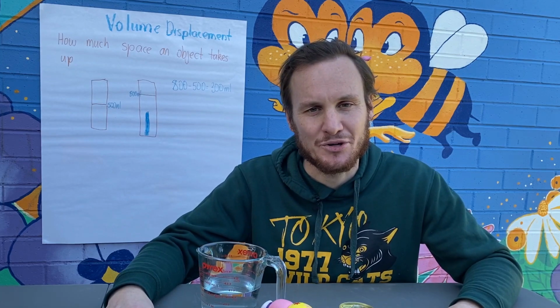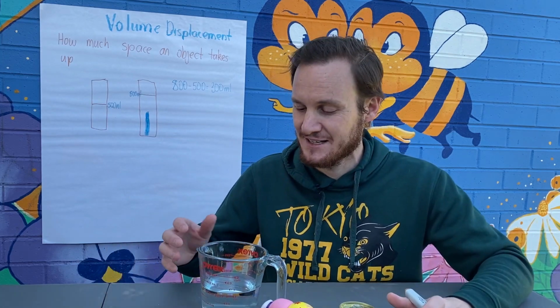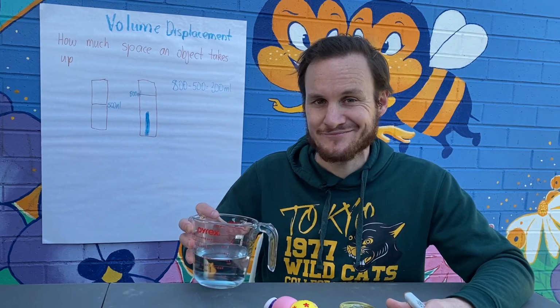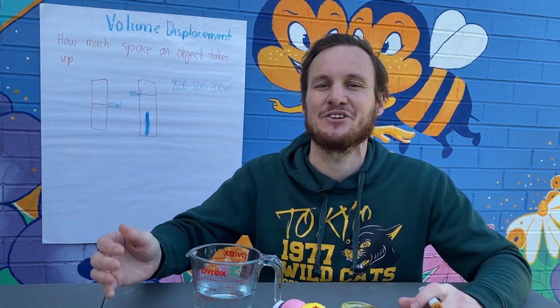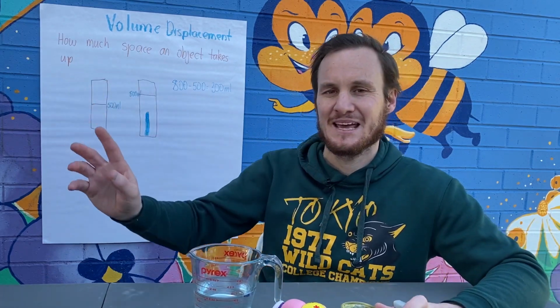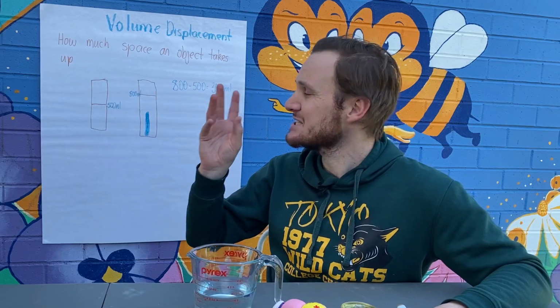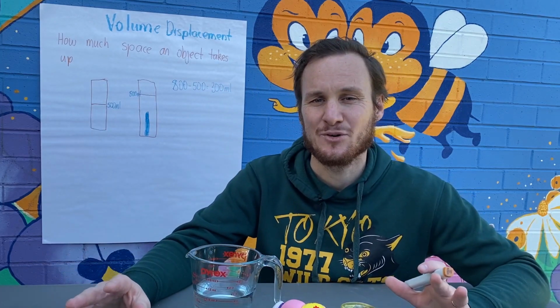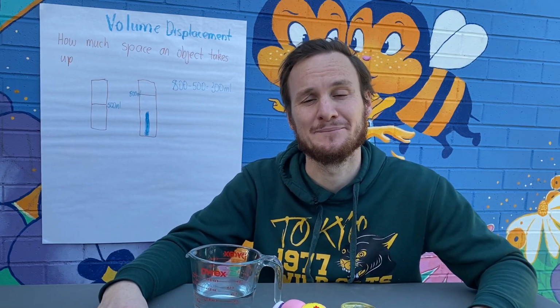The reason I thought I'd bring it outside today is because we're talking about volume and capacity, and we're doing some stuff with water. Didn't really want to do it in my study, so I thought I'd bring it outside. We're doing a thing today called volume displacement. Volume displacement is when we're trying to measure how much space an object takes up, and the way we're going to do it is by putting an object inside the water.